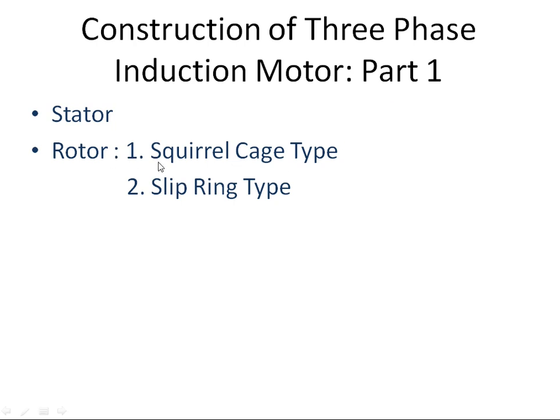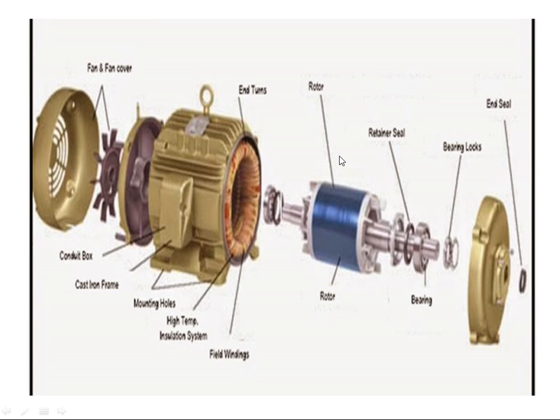The rotors are basically of two types, squirrel cage type and slip ring type. This will be discussed in part 2 of the video. This is the exploded view of the three-phase induction motor. We're talking about the squirrel cage induction motor. As far as industries are concerned, more than 90 to 95% of the motors used in industry are of the squirrel cage three-phase induction motor type.